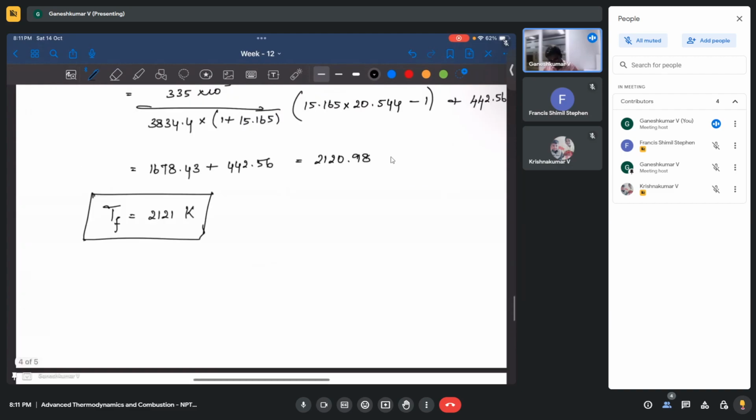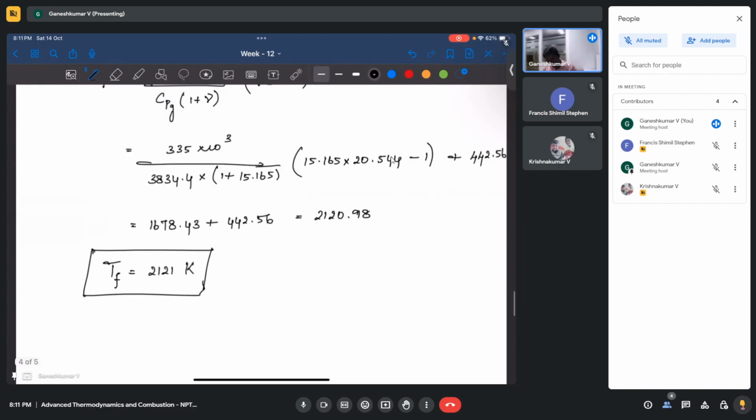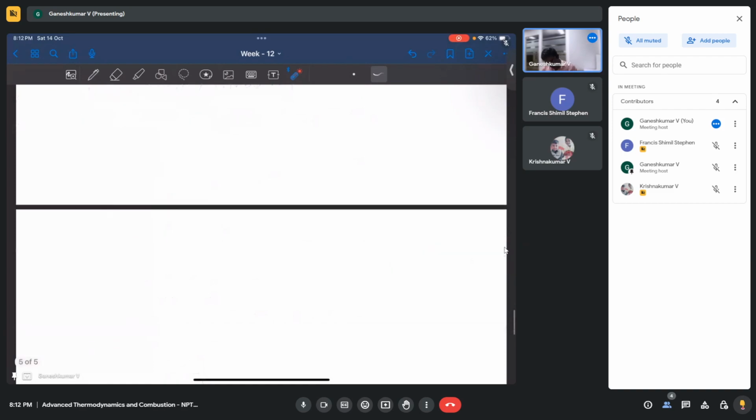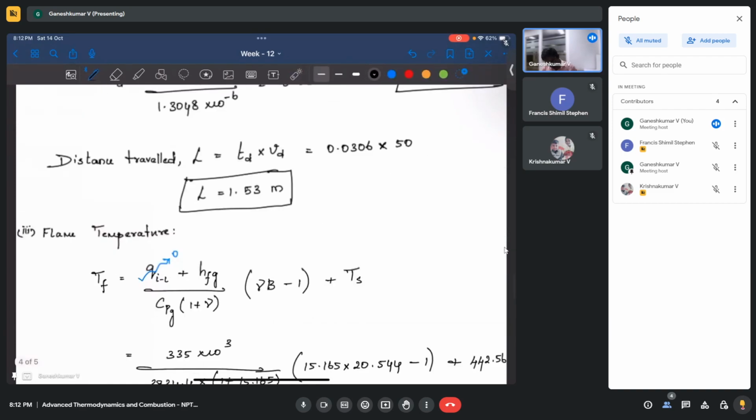Anyway, this might be a good approximate value for CPG. But if you have a more accurate guess for CPG, which is nothing but the specific heat of the gas phase, then you would end up getting a really close flame temperature. Let's say you run a CFD simulation and see the flame temperature, and if you compare those two, you will get more accuracy. That is something I want to show you.